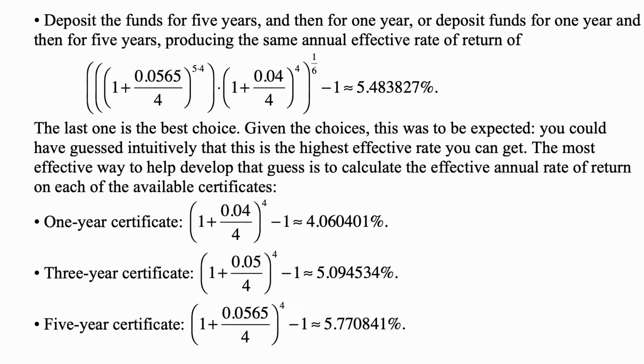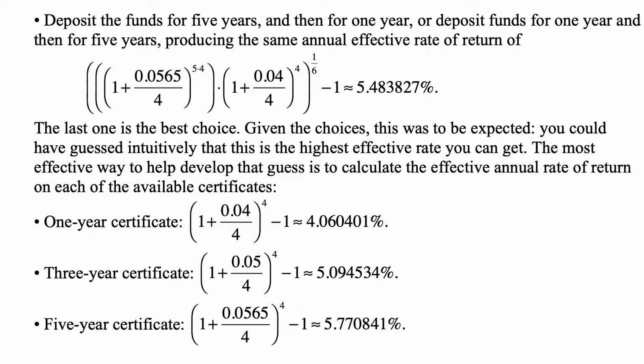Or the final alternative is to deposit the funds for 5 years and then for 1 year, or deposit funds for 1 year and then for 5 years. Either way produces the same annual effective rate of return, which will be 1 plus 0.0565 over 4 to the power of 5 because of 5 years, times 4 because of 4 quarters in a year, times 1 plus 0.04 over 4 to the fourth, and the whole thing to the 1/6 to get the annual accumulation factor, minus 1, and that comes out to be 5.43827%. And the last one is the best choice.